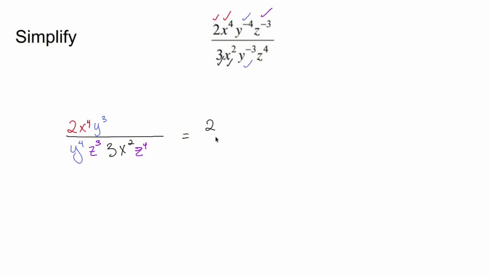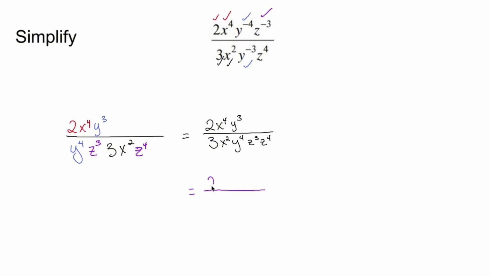Okay, I'll put the 2 over here. I'll put the 3 down there. I'll put the x to the fourth right here. I'll put the x squared directly underneath it. I'll put the y to the third right here. I'll put the y to the fourth directly underneath that. And then we have z to the third, z to the fourth. That step is not necessary, but what it does is it cleans things up. Now we are going to simplify the best that we can.